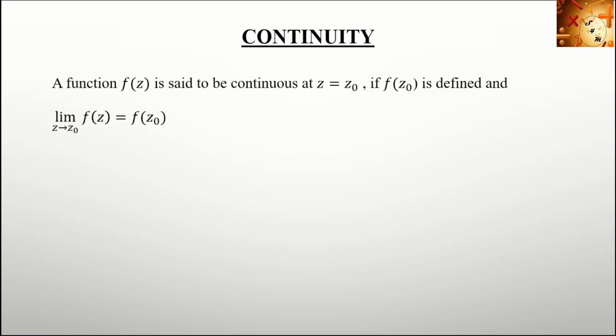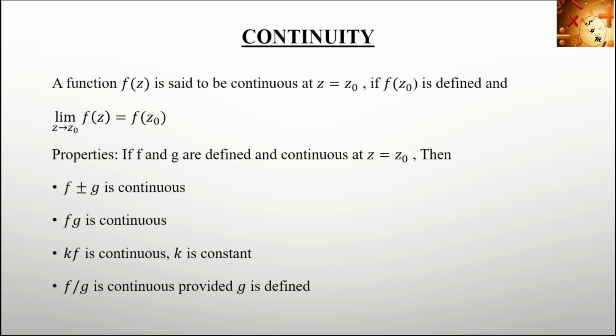Next, we are moving to continuity. A function f of z is said to be continuous at a particular point z equal to z0 if f of z0 is defined and limit z tending to z0 f of z equals f of z0. This means the limit at the point z tending to z0 exists and it must be equal to the functional value at z0. Then we say that f of z is continuous at z equal to z0.